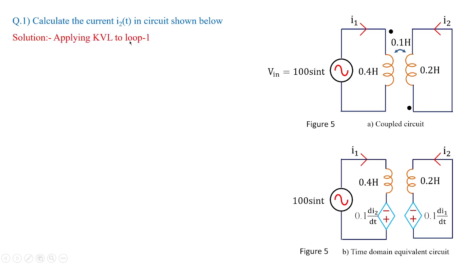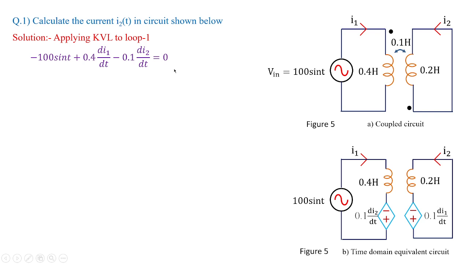Applying KVL to loop 1, here I'm treating this one as loop 1. I'm going to get minus 100 sin t plus 0.4 di1/dt minus 0.1 di2/dt equal to 0. Always we are going from higher potential to lower potential, and we are assuming that the voltage over here is negative. So minus 100 sin t is taken as a started value, plus 0.4 di1/dt minus 0.1 di2/dt equal to 0.